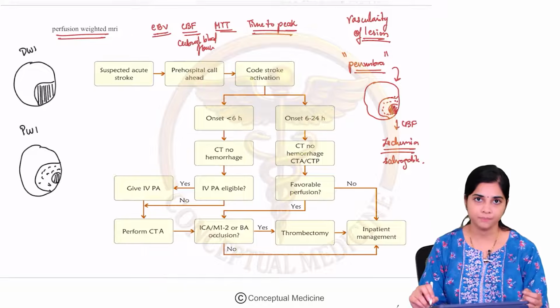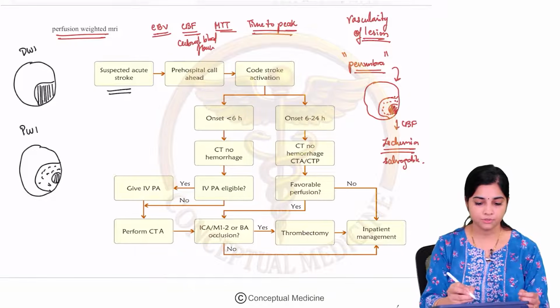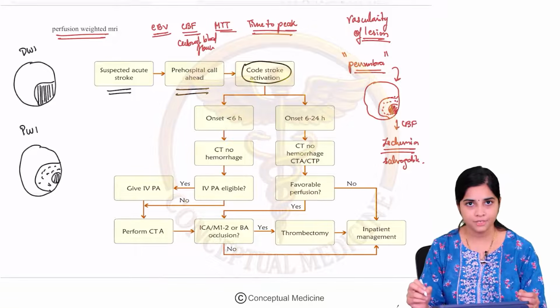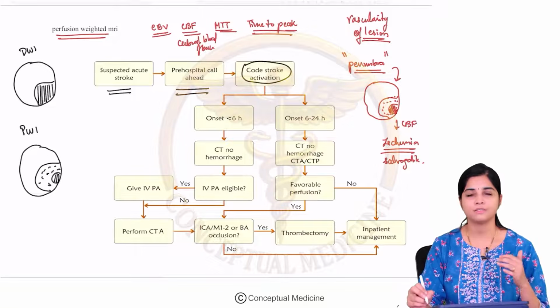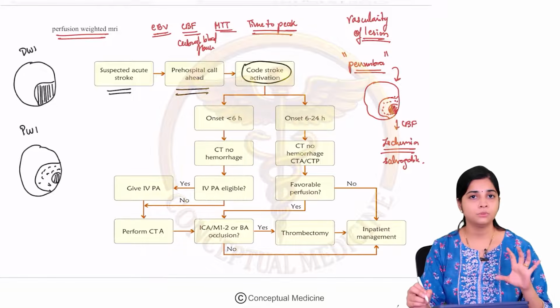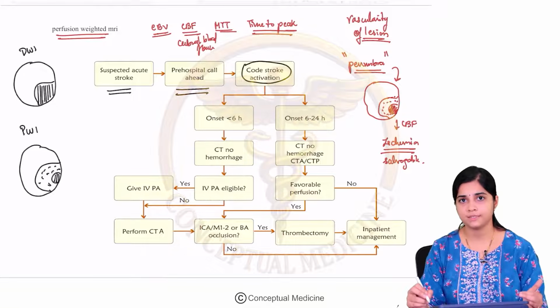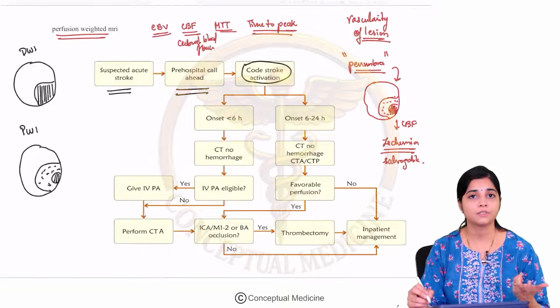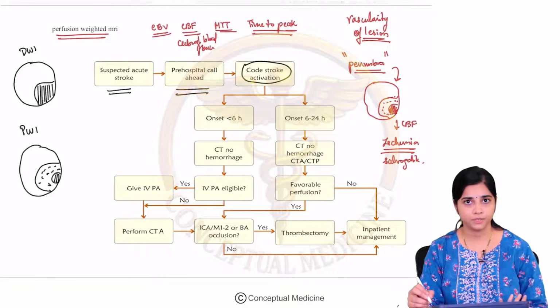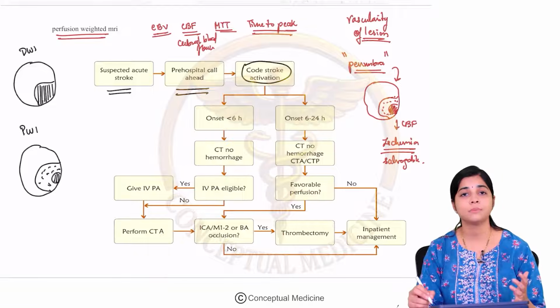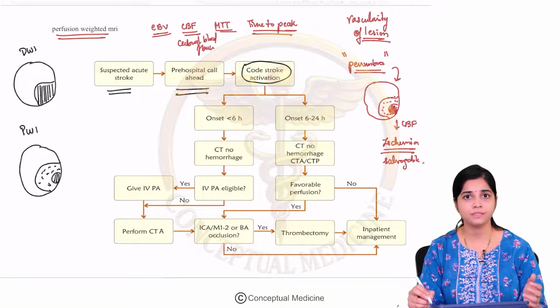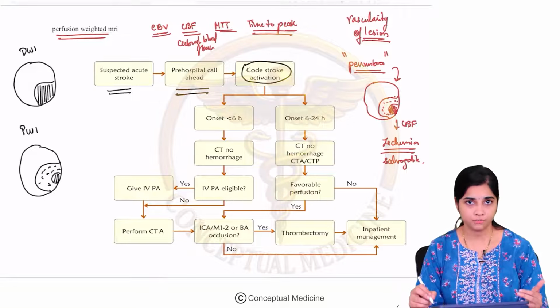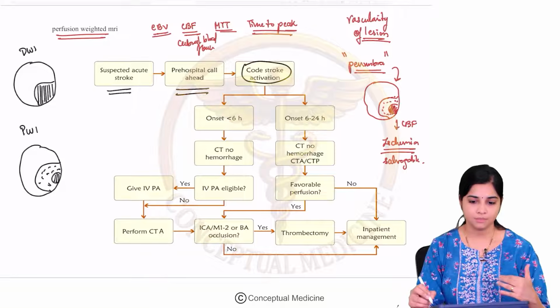Let us understand how you approach a patient who presents to you with a suspected CVA. For a suspected acute stroke, in the pre-hospital call, you do something called a code stroke activation. You do a thorough history and examination, and if you're able to find out when the stroke has happened, it's well and good. Many times you will not be able to find out whether the stroke is less than 6 hours or not, because thrombolysis has to be done within a specific window. It is 4.5 hours. Only then is the patient suitable for thrombolysis. So that is the reason why this is important.